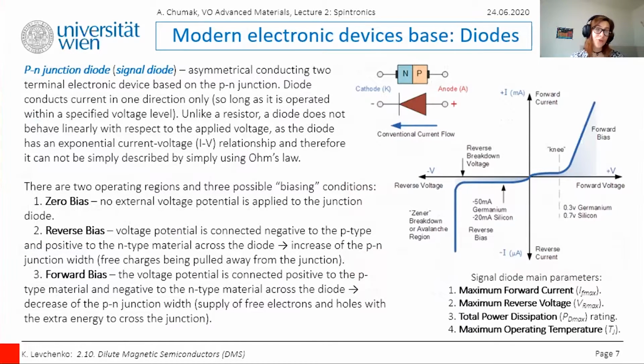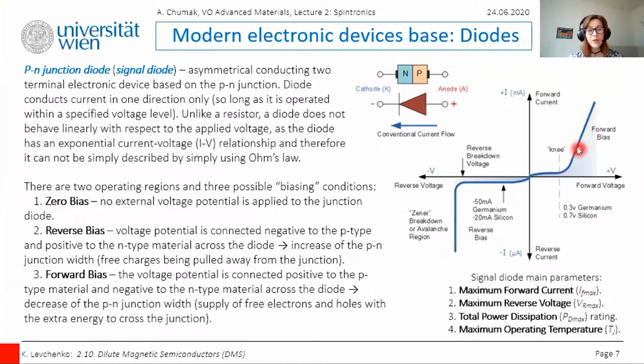By adding two electrodes to the p-n junction, we are obtaining a signal diode. The reverse or forward bias in these devices will lead to either an increase or decrease of the effective resistance of the junction itself, and it will either allow or block the current flow through the diode. Unlike a resistor, a diode does not behave linearly with respect to applied voltage, as the diode has an exponential current-voltage dependency, as seen here.